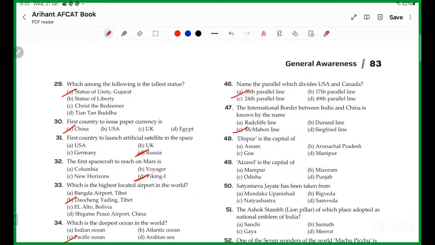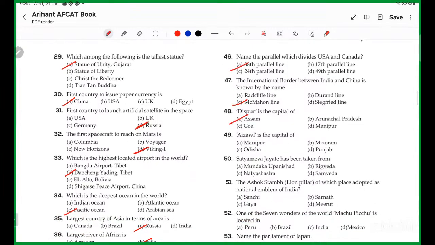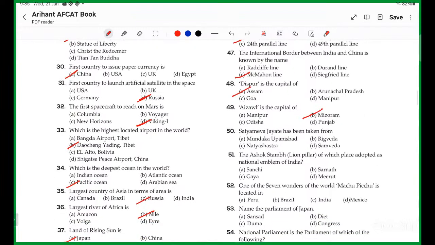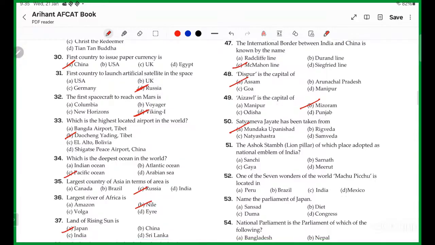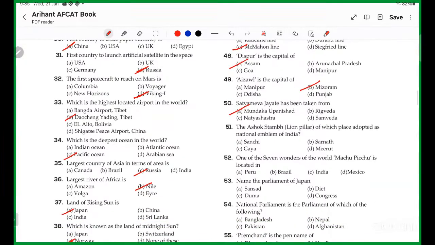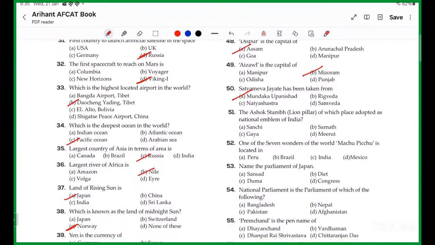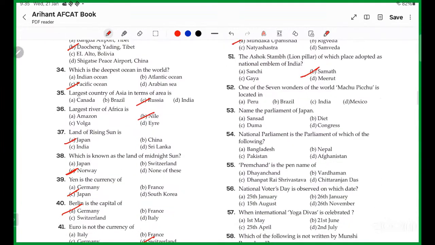Dispur is the capital of Assam. Aizawl is the capital of Mizoram. Satyamev Jayate has been taken from the Mundaka Upanishad. The Ashoka Stambh was adopted from which place? It is basically adopted from Sarnath. One of the seven wonders of the world, Machu Picchu, is located in Peru.